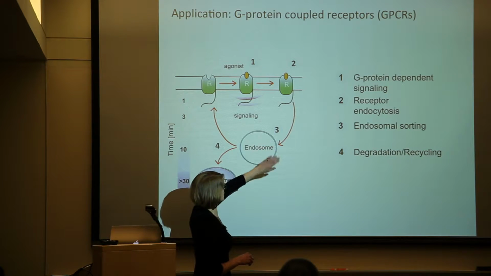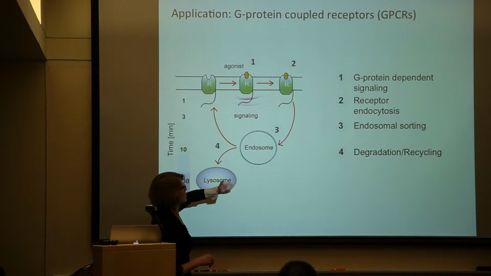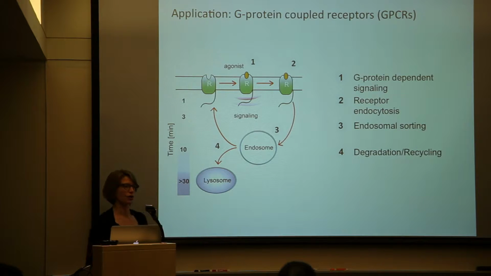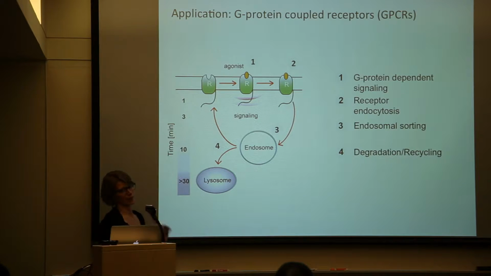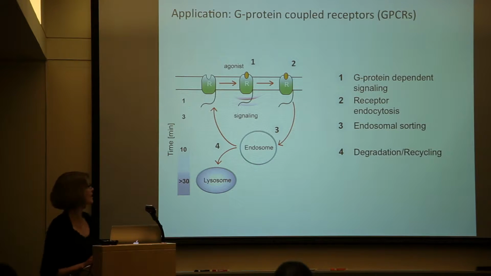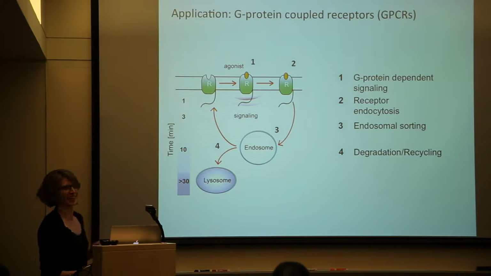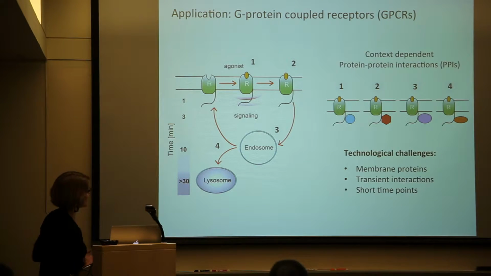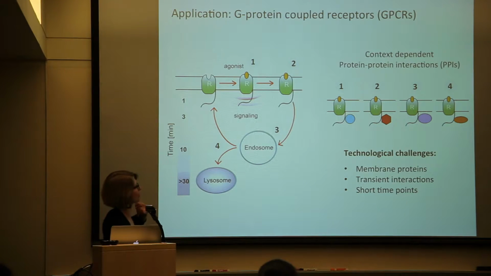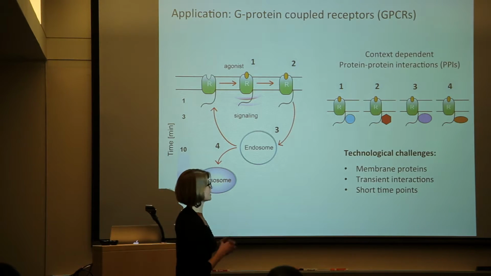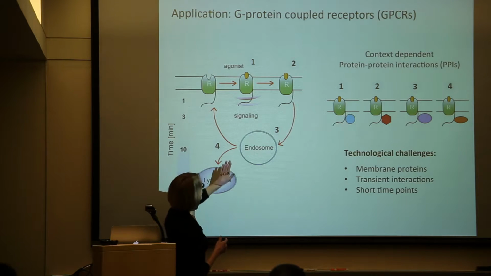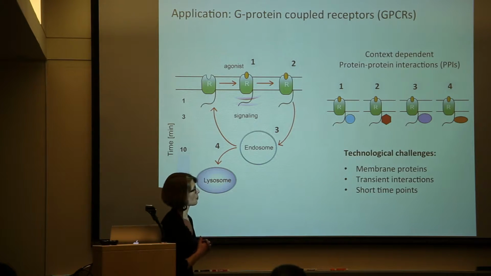After endocytosis, the receptor traffics to the endosome for endosomal sorting, and depending on the receptor, they are either recycled back to the plasma membrane or degraded by the lysosome. While this is a very nice simplified figure, you can imagine that in real life it doesn't look so simple. Each of these activity phases is regulated by context-dependent protein-protein interactions, and these are usually different proteins at different times and different locations.